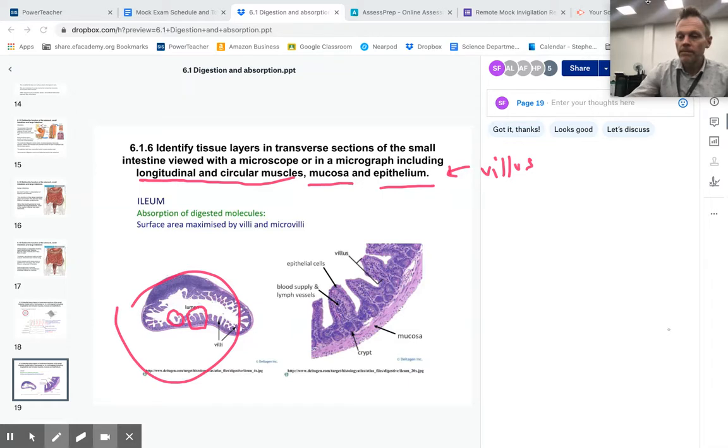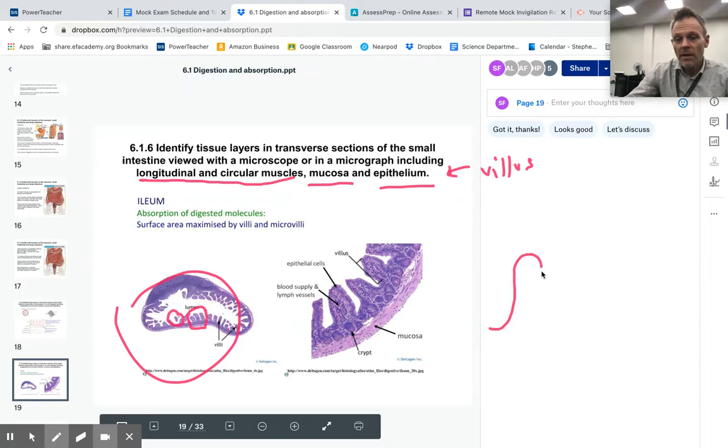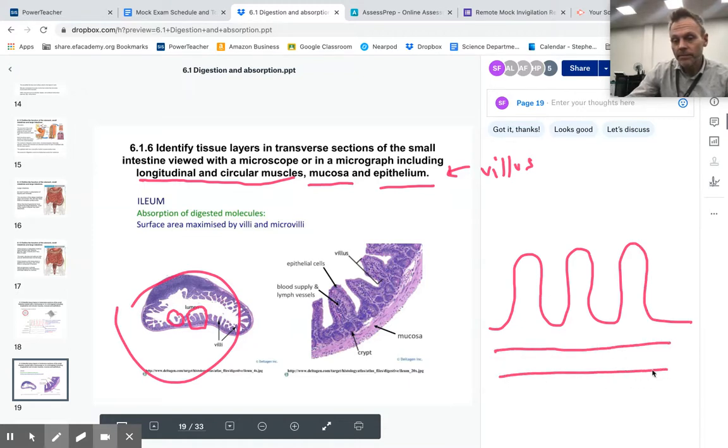Okay, let's draw what they want you to be able to identify. Many times they're just going to include a drawing of a couple villi. So here's 1, 2, 3 villi, and then they're going to have different layers underneath. Something like this. That's kind of like this image, though of course it looks a lot different in a microscopic image. So these are obviously your villi. There's a villus, but all of these make up the villi.